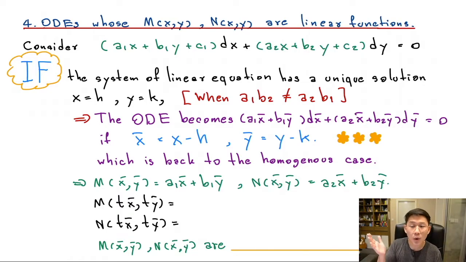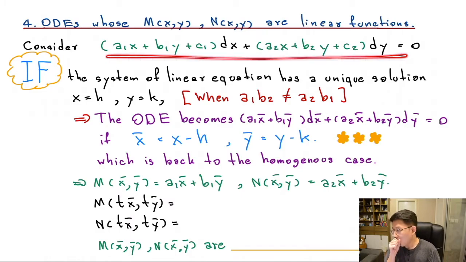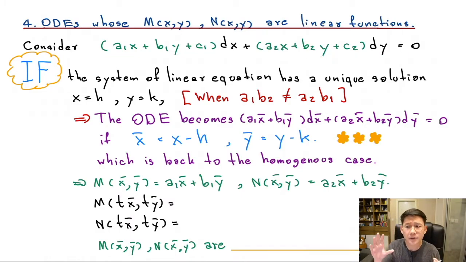As you can see, when they are linear functions, they have a constant term here. So you can check if the c's are zero. If c1 and c2 are not zero, the equation isn't homogeneous of the same order. It's pretty easy to see. So if the c's aren't zero, you can't really use the homogeneous case to solve it. So how should we solve it?